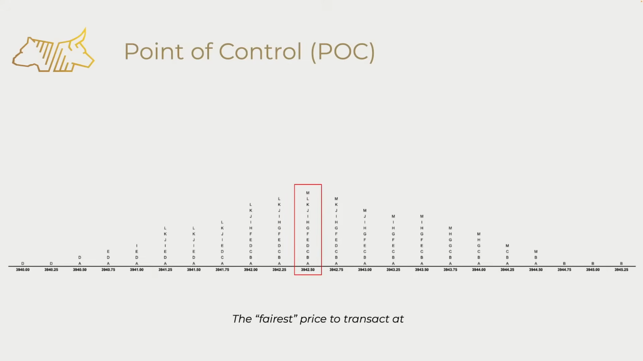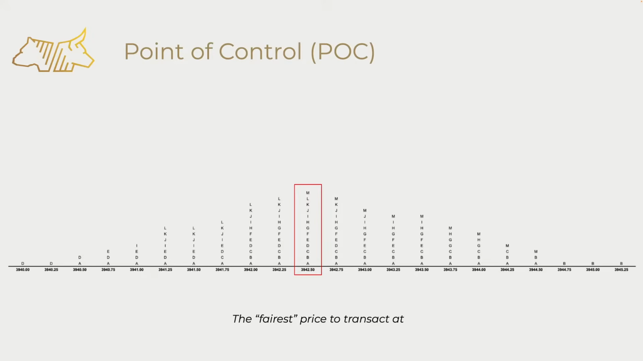So the first is going to be the point of control. The point of control is the price during the market session which has the most TPOs. So in this case, obviously, it's 39.42.5, because that has the most TPOs compared to any other price that day. We can think of the point of control as the fairest price to transact at for both buyers and sellers, since there was a lot of interest because we clearly traded that price throughout multiple periods.